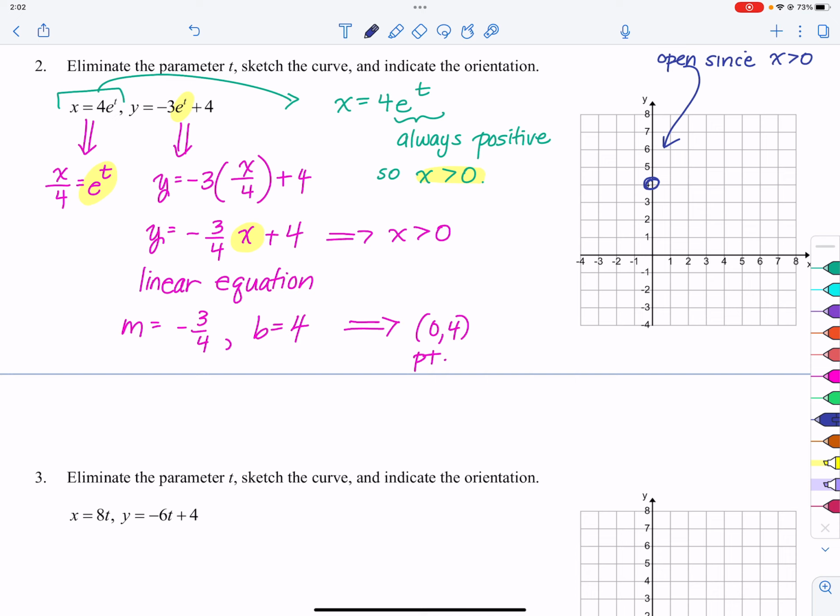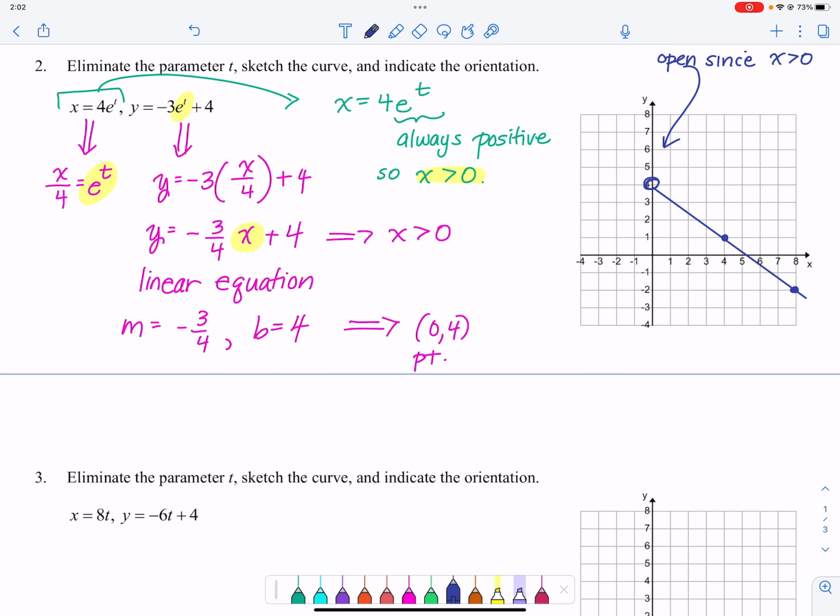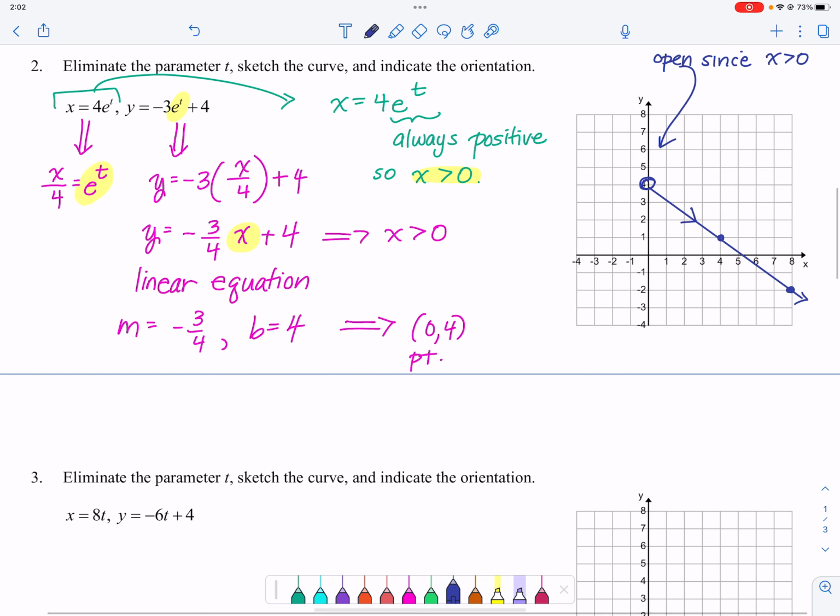Okay, so let's keep going. If we have a slope of -3/4, we're going to go down 3 and across 4. Down 3 and across 4. And now we can connect those points. And as you can see, as t increases, the graph will move in that direction.